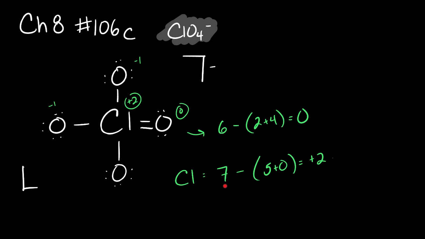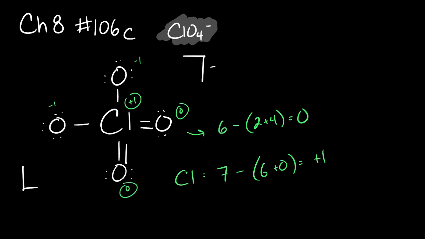So chlorine, again, has 7 valence electrons. We count the lines around it, 1, 2, 3, 4, 5. 7 minus 5 is positive 2. So we have brought those formal charges down. If we keep going, they should drop a little bit more. So let's make another double bond.